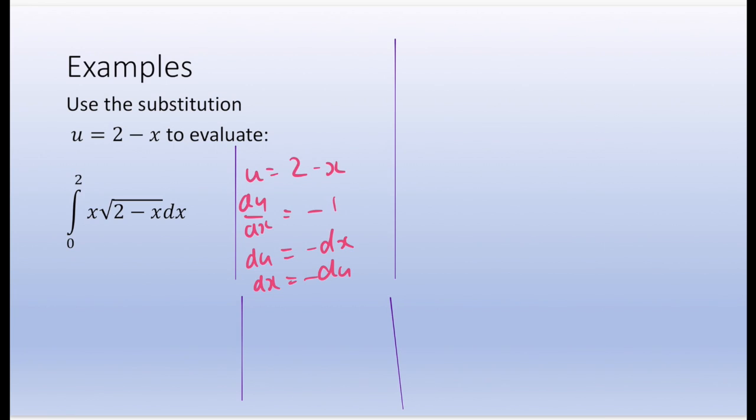Also, I need to account for this guy here, so I'm going to make x the subject. So x equals, rearranging this formula, x equals 2 minus u, and then I'm going to do my little boundary stuff. When x equals 2, u will equal 0, and when x equals 0, u equals 2, and now I'm going to go off and do this question. I'm going to fast forward it because it's going to take too long.